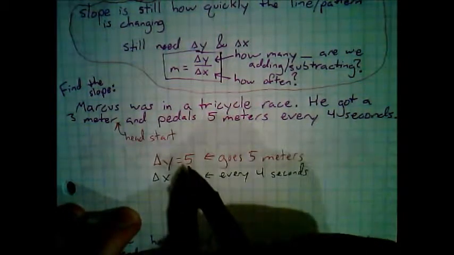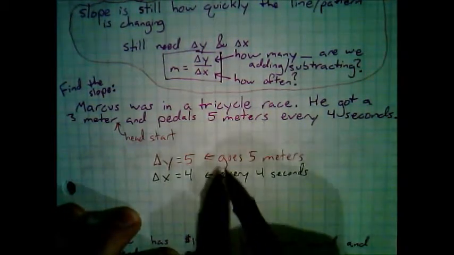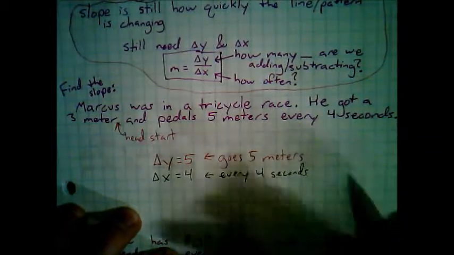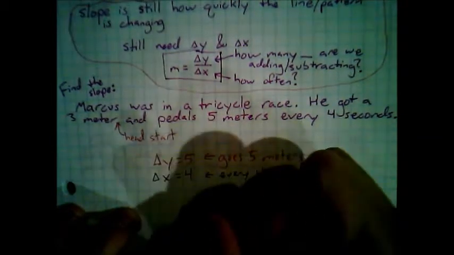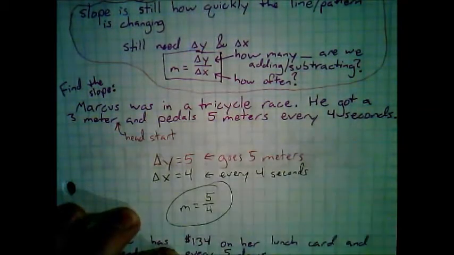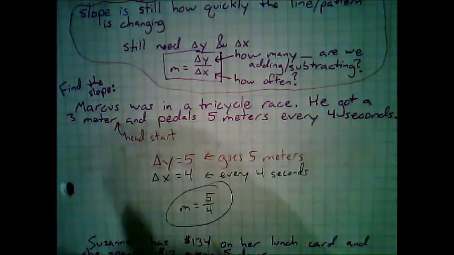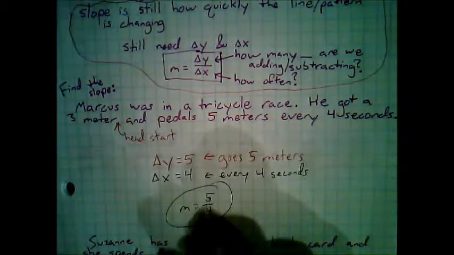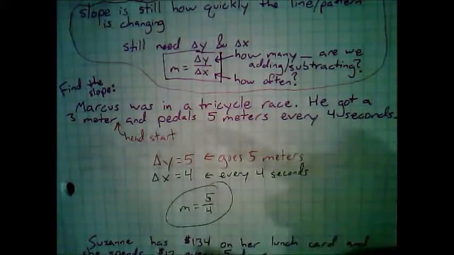The delta y equals 5. The delta x equals 4. He goes 5 meters every 4 seconds. So our slope is our delta y over our delta x. And again, like always, we leave it as an improper fraction because this makes it easy to understand. He traveled 5 meters every 4 seconds. That's what a slope of 5/4 is.